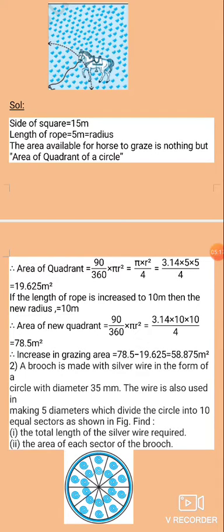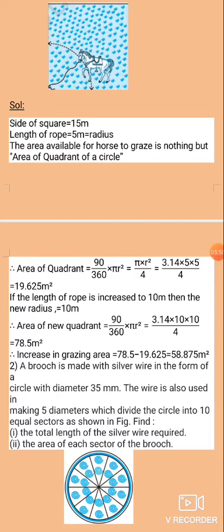So listen carefully in this question. We need to form a brooch. So what do you mean by a brooch? A circular piece that we keep on our cloth, that has a glass and also some thread portion. The brooch is made with a silver wire in the form of a circle with a diameter 35 millimeter. The wire is also used in making 5 diameters which divide the circle into 10 equal sectors. Now first question, the total length of the silver wire.